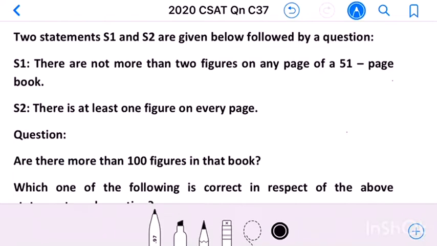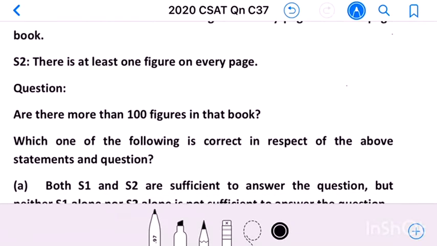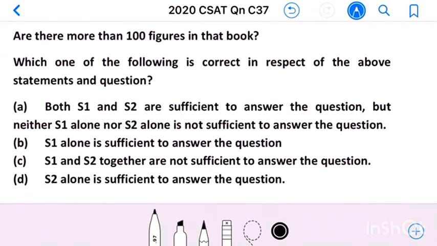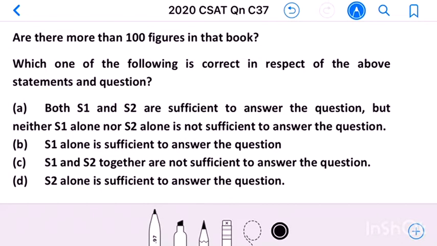Question number 37. Two statements S1 and S2 are given below, followed by a question. Statement 1. There are not more than 2 figures on any page of a 51-page book. Statement 2. There is at least 1 figure on every page. Question. Are there more than 100 figures in that book? Which one of the following is correct in respect of the above statements and question?